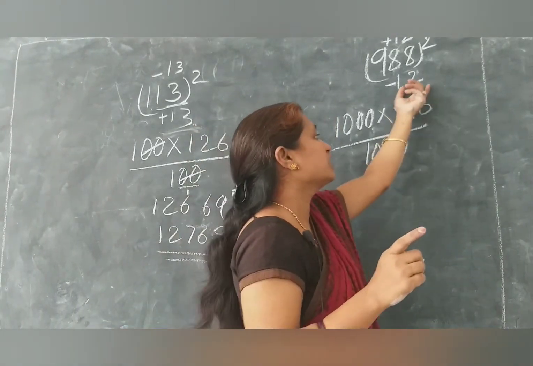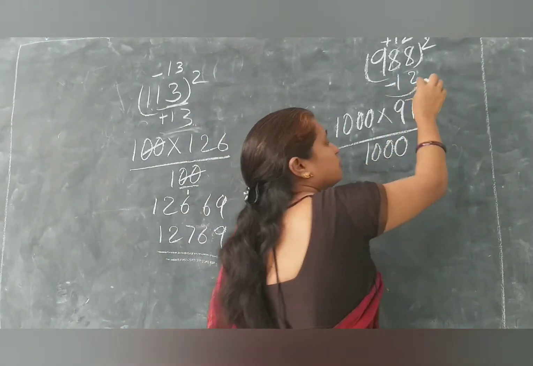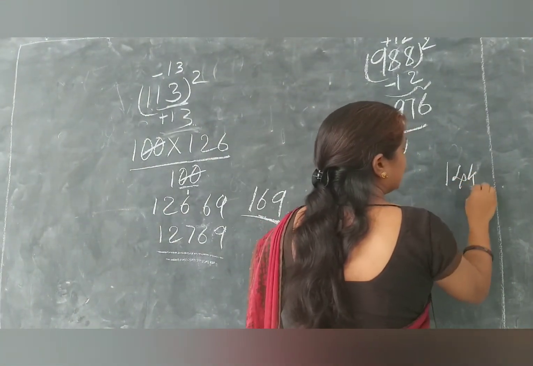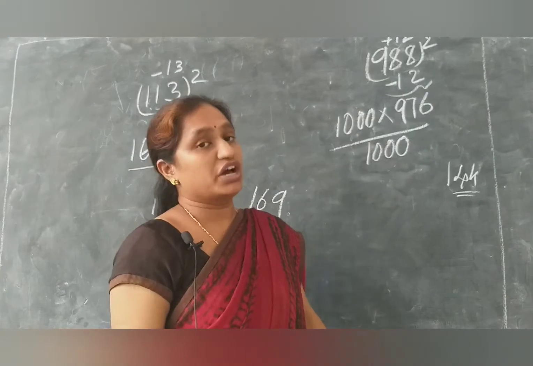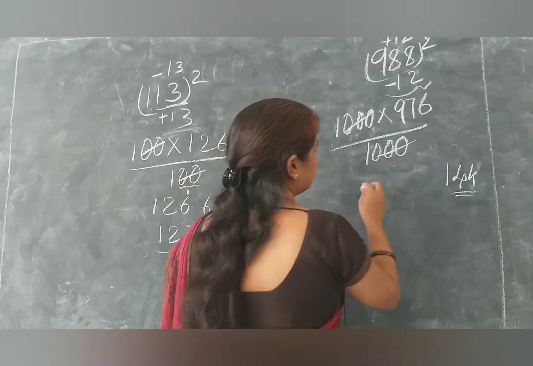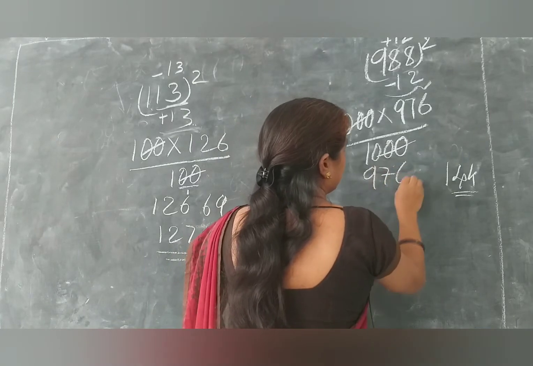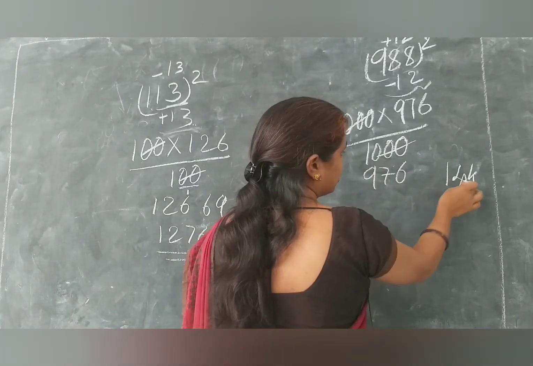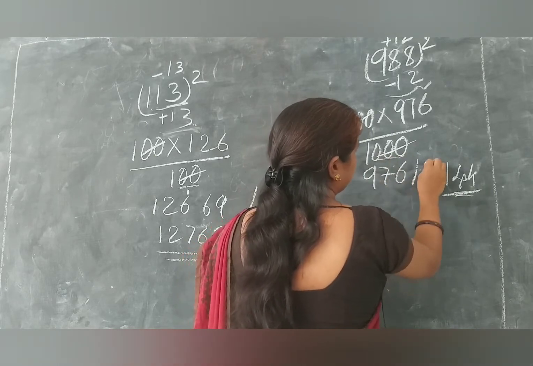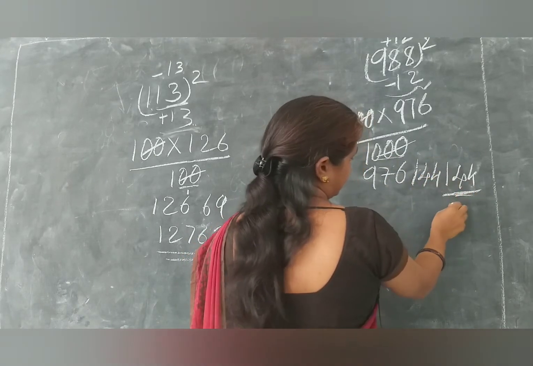You have to find out the square of 12. Now, find out the square of 12. What is the square of 12? Square of 12 is 144. Now, see here, cancel 1000, 976. And what should I do? I have to take all the 3 digits because I have taken 3 zeros. I will take all the 3 digits.